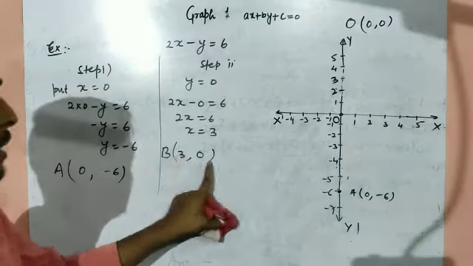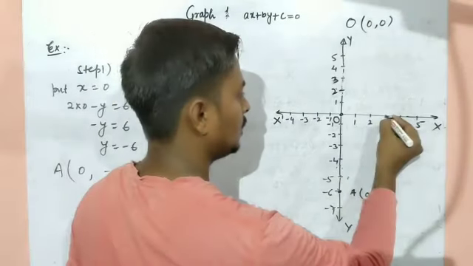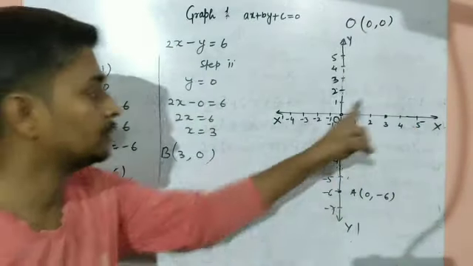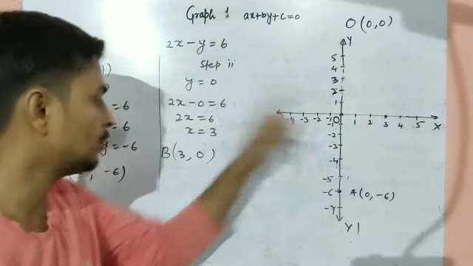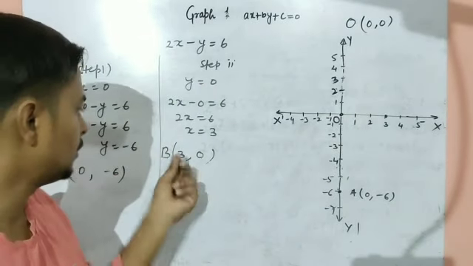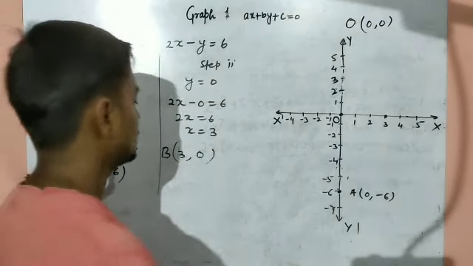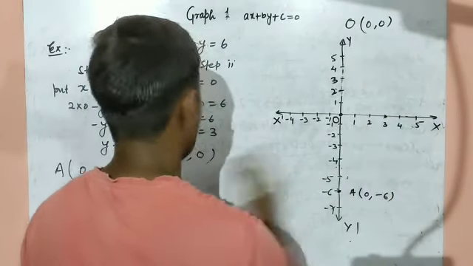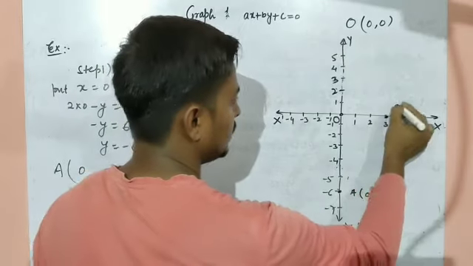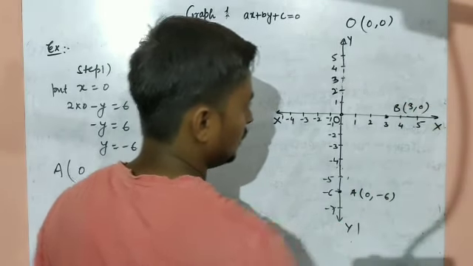Where is 3 comma 0? X is 3. Not every time you will locate the point on the x-axis. Why are we showing it on the axis? Because one coordinate is already 0. So this is x-axis is 3, y 0. So we have reached here B, 3 comma 0.